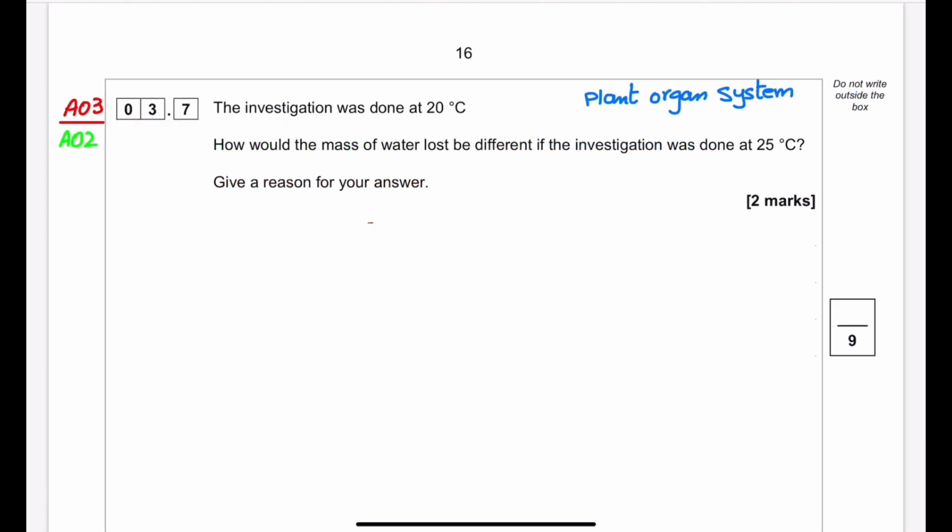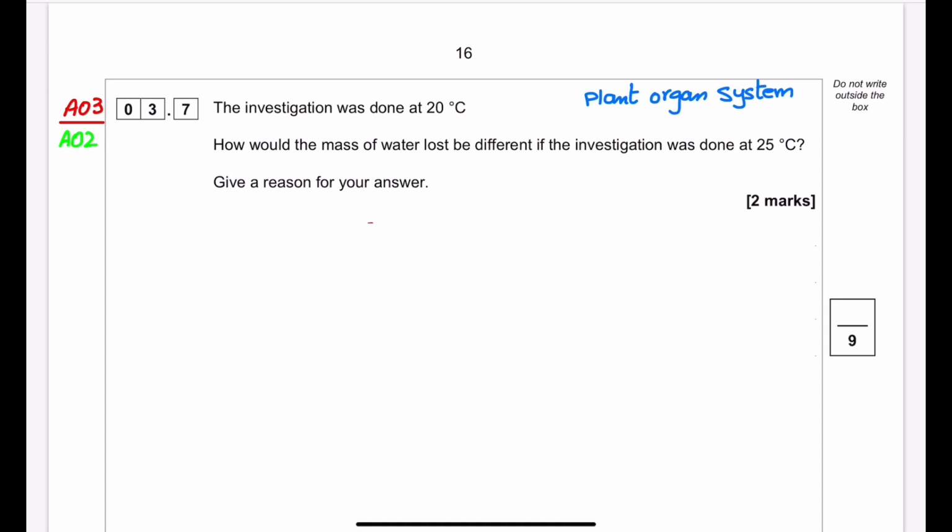3.7 is a combination of AO3 and AO2 question. The investigation was done at 20 degrees Celsius. How would the mass of the water loss be different if the investigation was done at 25 degrees? You can see that there is a change in temperature from 20 degrees Celsius to 25 degrees Celsius. What happened to the mass of water if the temperature changes from 20 degrees Celsius to 25 degrees Celsius?